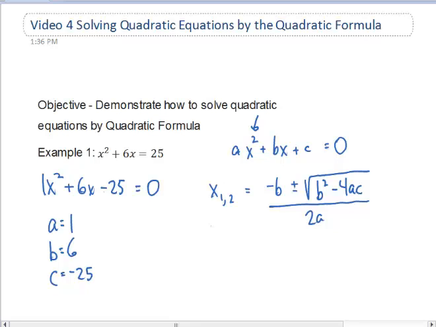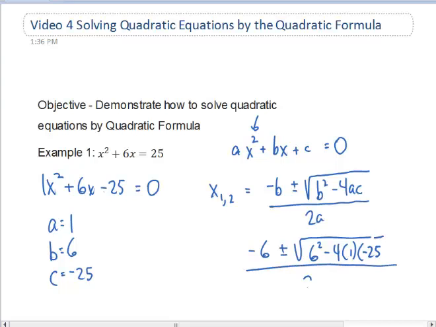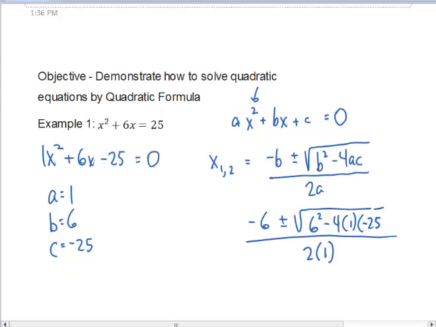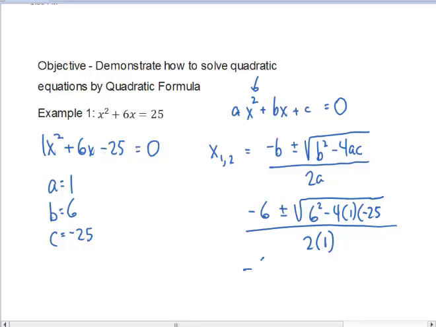So we'll put it all together. I'll have negative 6 plus or minus the square root of 6 squared minus 4 times a, which is 1, and c is negative 25, all over 2 times 1. We want to simplify this. So I'm going to simplify the information underneath the radical.